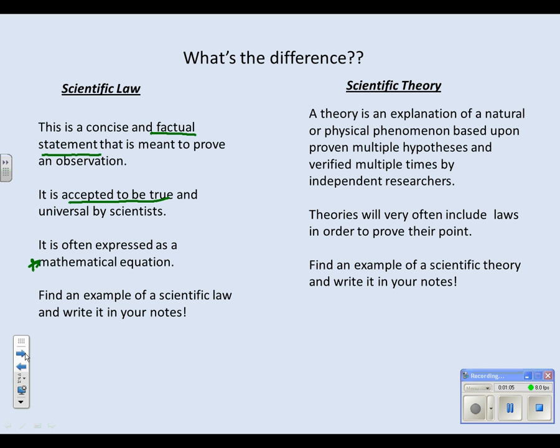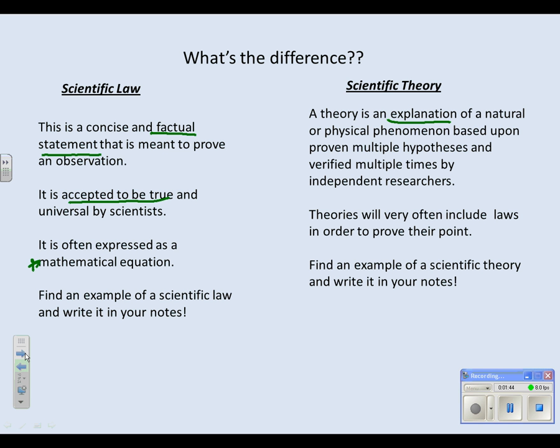Now, theories, on the other hand, is simply an explanation of a natural or physical phenomenon. You go through multiple hypotheses that have been verified by independent researchers, but there's often something there that doesn't meet the standards all the time. So it's not a law yet. There's something else at play that we're not seeing, or something else that we can't explain or describe. But under most circumstances, this is the way we believe it to react. So theories often include laws to prove their point, but they're simply explanations.